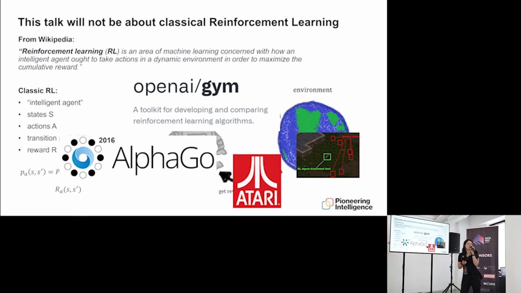And 2016 was a very popular year for Google DeepMind, where they published AlphaGo, which was a reinforcement learning model to play the game Go. And it beat the world champion in Go. I think his name was Lee Sedol.